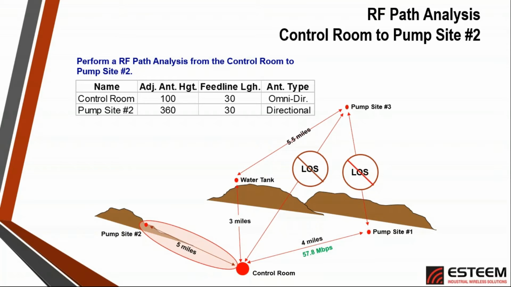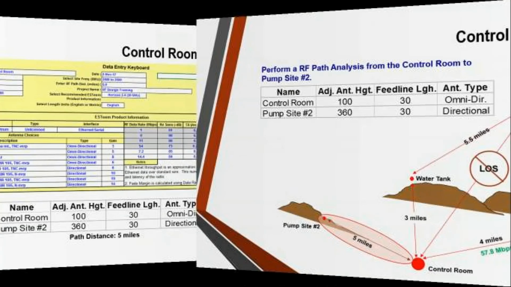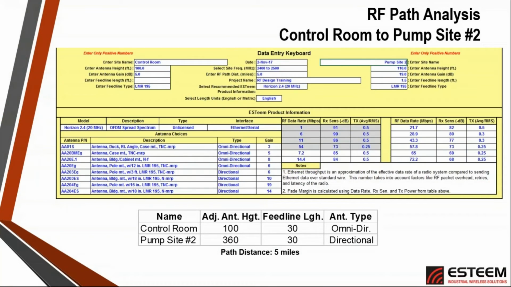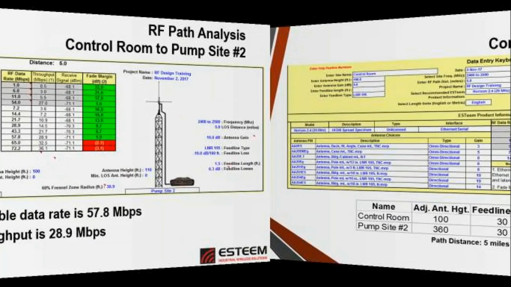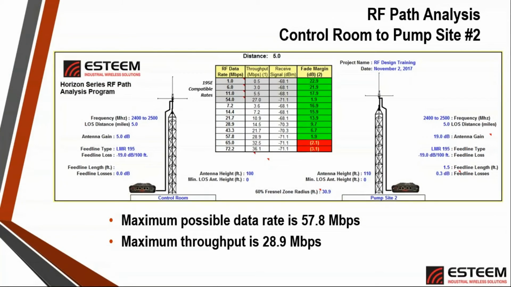If we go from the control room out to pump site number 2, it's going to be very similar. The only difference is that we're going to change from 4 miles to 5 miles. We enter that information into our data entry keyboard, and what we come out with is that there is not that big of a difference as far as signal. We see here that we only have 1.9 dB of fade margin versus what we had on the first one, but our data throughput is actually going to be the same.